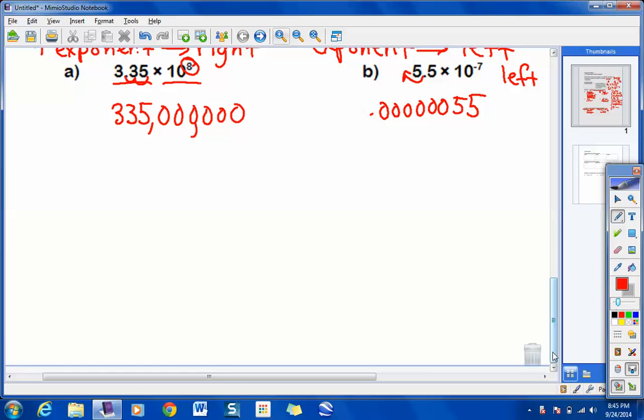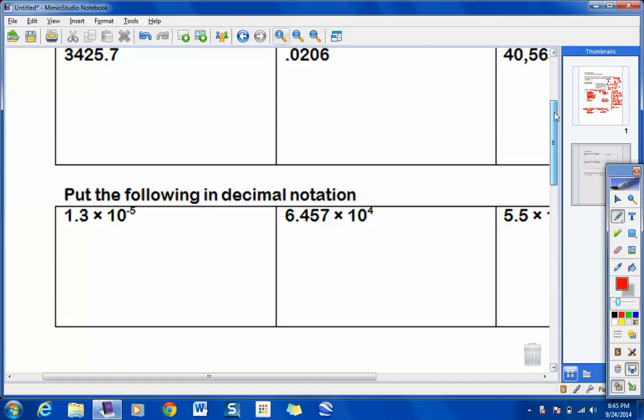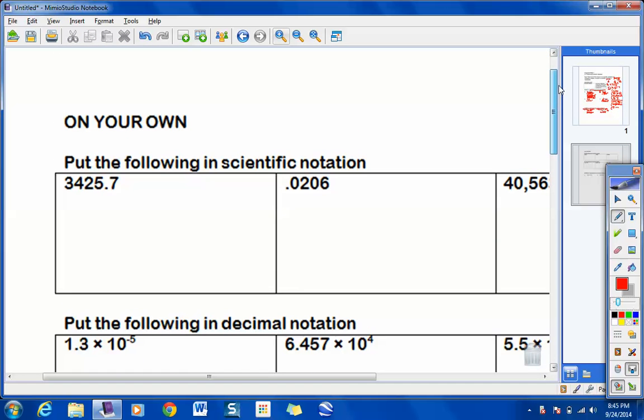Okay, moving on. Next page here then. Take a look at the second page. See what we've got up top here. Got a few of these that are on your own. I'm going to have you go ahead and try these on your own. Okay, and I'll just simply put the answers up here real quickly.